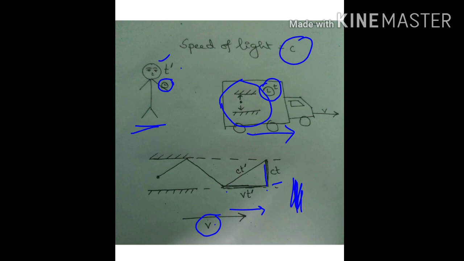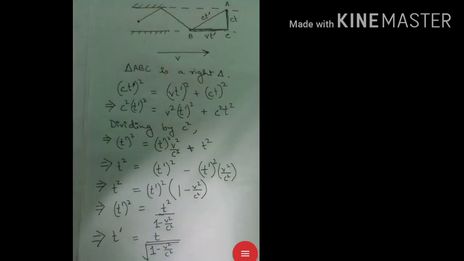So here we have a right angle triangle. Let's see how we can use it. Now, here we have our ct, ct dashed and vt dashed moving at the velocity of v. It is a right angle triangle, as you can see. Let's name it ABC.